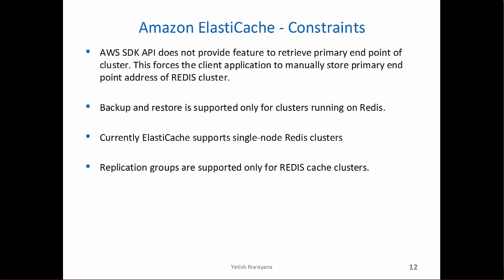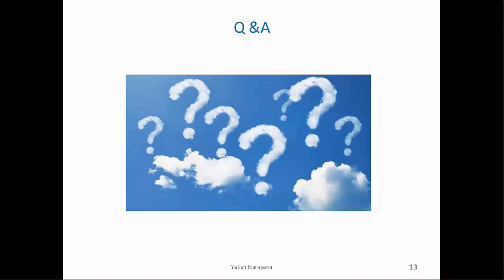A couple of drawbacks that we saw was that the AWS SDK API as of now does not support retrieval of the primary endpoint address. We have to store it somewhere. Backup and restore is only supported for Redis clusters, and for Redis clusters only a single node is supported, and replication group is also supported for Redis clusters.